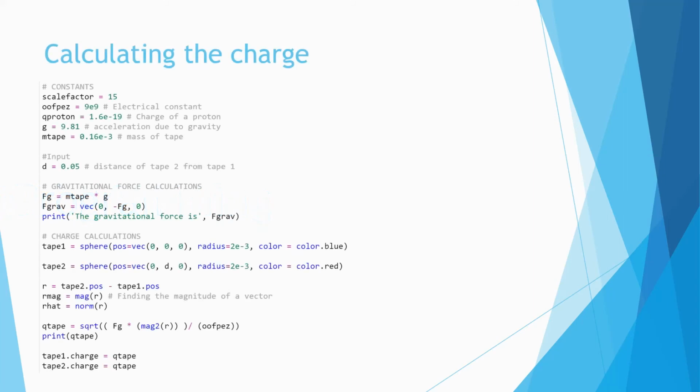Just like the process mentioned above, the charge of the tape was calculated based on all known values and inputs. Firstly, all known values were input into the program. Using these values, the gravitational force was calculated and expressed as a magnitude and a vector. Subsequently, the two tapes were represented by two different colored spheres. Using these values, the charges of the tapes were calculated and assigned to the spheres.